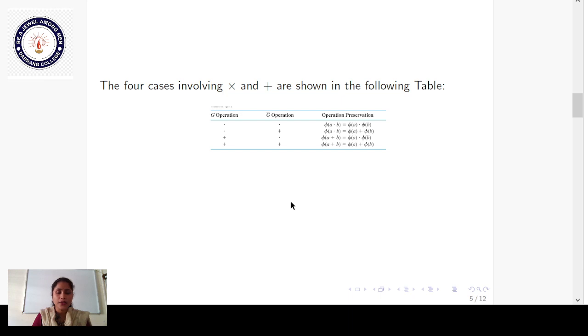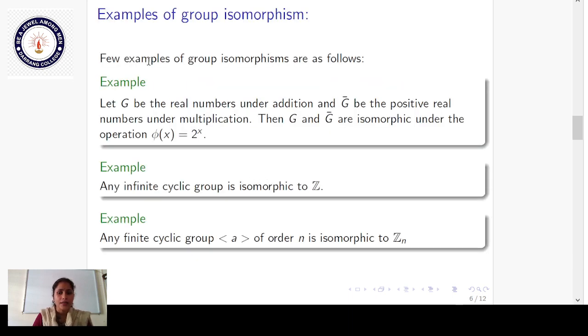All group operations in a group can be classified into product or plus, as we have already discussed in the classes. So what will be the form in that case? Suppose the group operation in G and G bar both are product, then the operation preserving form will be phi(A dot B) equals phi(A) dot phi(B). Suppose the group G is with dot and G bar is with the operation plus, then phi(A dot B) will be phi(A) plus phi(B). Similarly for plus and dot, and plus and plus. So these four cases show the form of the element when we apply an isomorphism on the group operation.